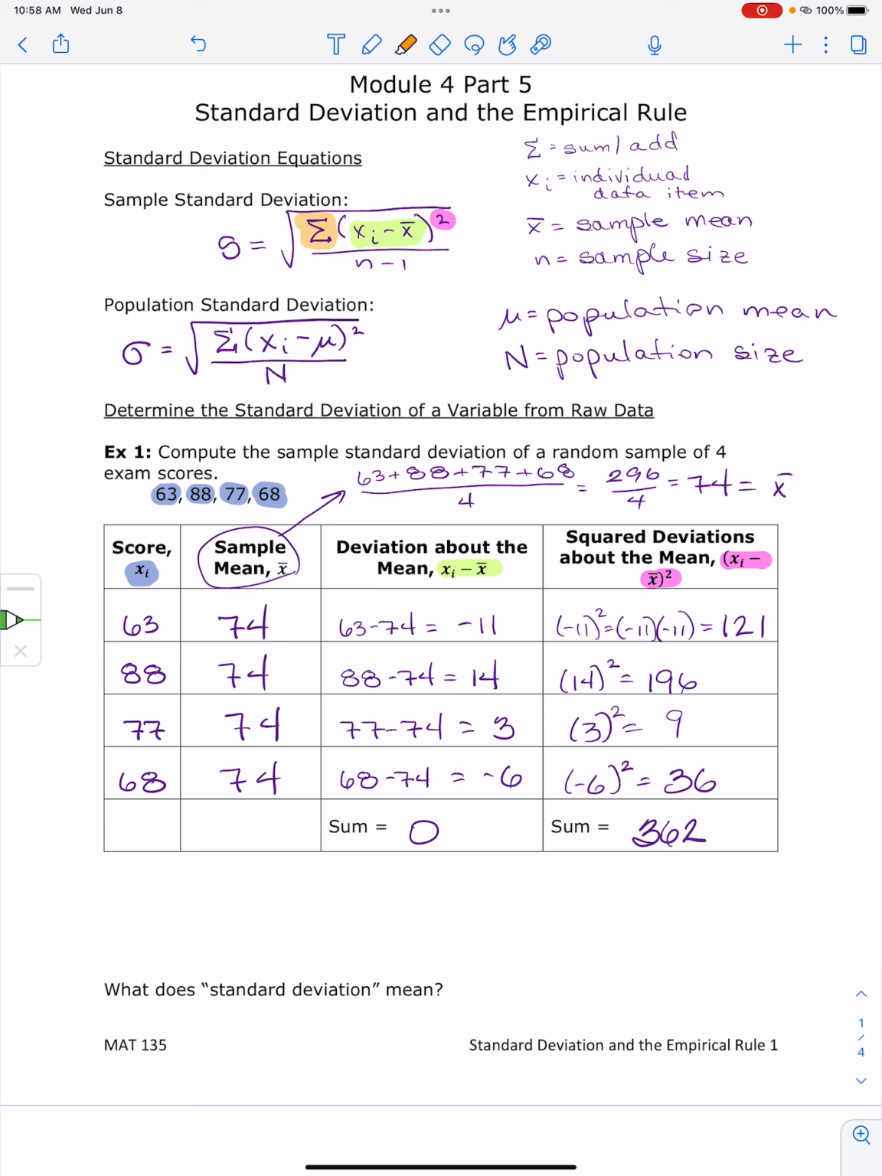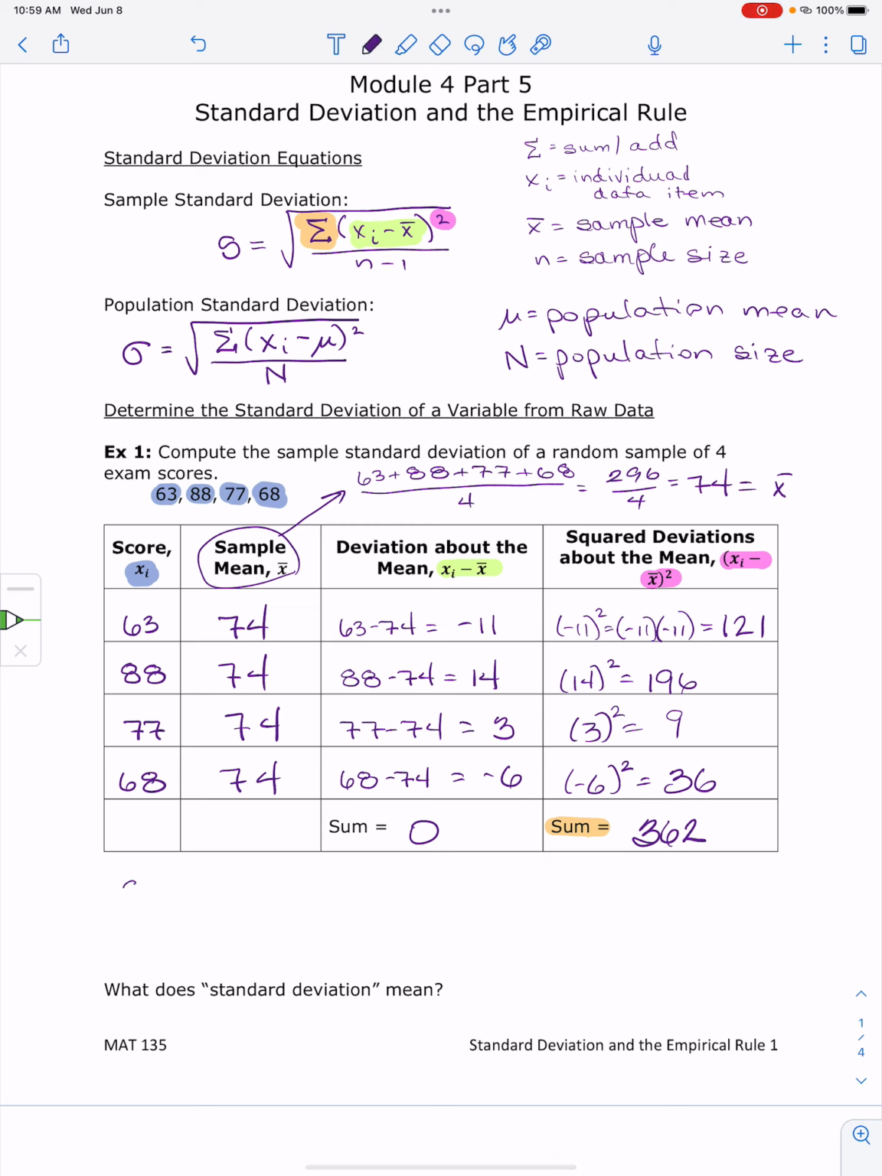The sigma means sum. So when I subtract the mean from each of those data values, square the results, and add them together, I get 362. That is the numerator of the fraction that I have inside that radical.